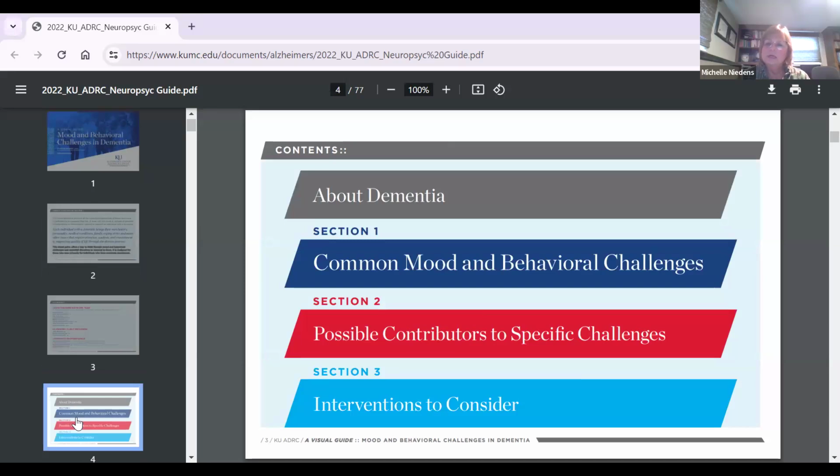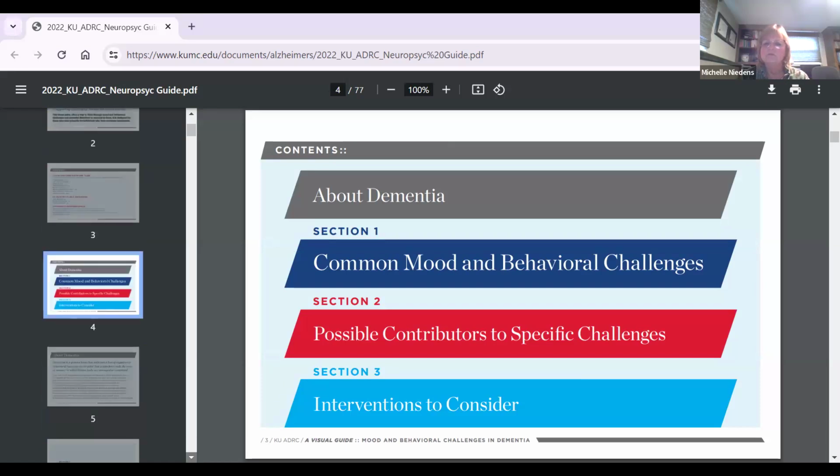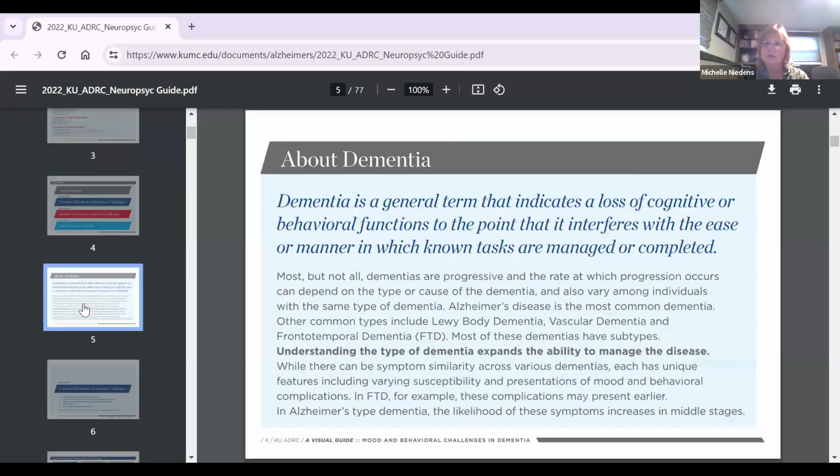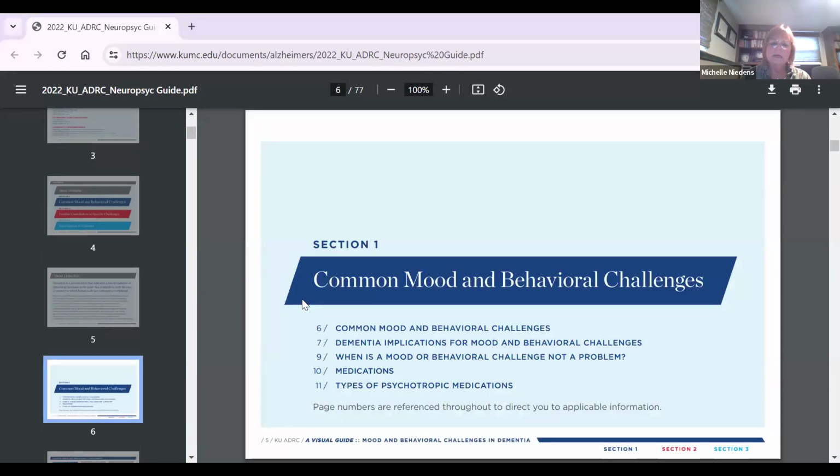So the first section is some dialogue. It is brief. It is simply conversation about general dementia. We all understand that every dementia has its own kind of mood and behavioral vulnerabilities. So it's just a very abbreviated conversation about that. And then it goes into the sections. So page 6 begins the section.